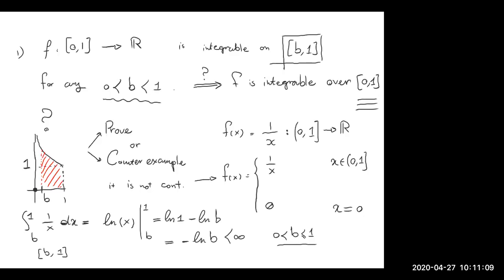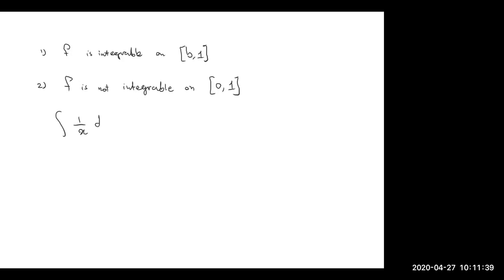Okay. The first step was to show f is integrable on the interval b to 1. The second step is to show f is not integrable on the interval from 0 to 1. The integral of 1 over x dx, when x is positive, is ln of x. When we say from 0 to 1, because the function ln diverges when x is converging to 0, we prefer to write it as the integral from epsilon to 1 of 1 over x dx. And then we can take a limit and set epsilon to 0, where epsilon is a positive number.